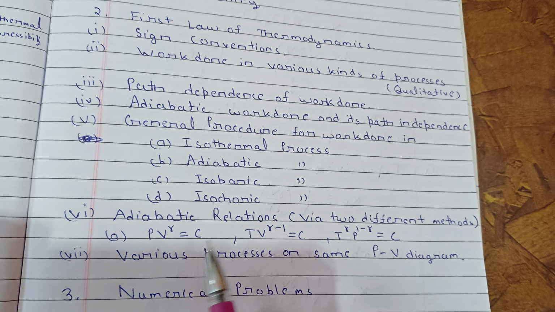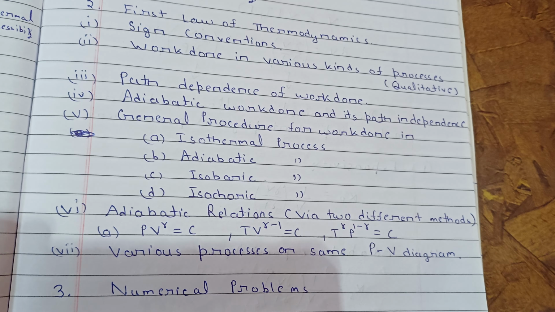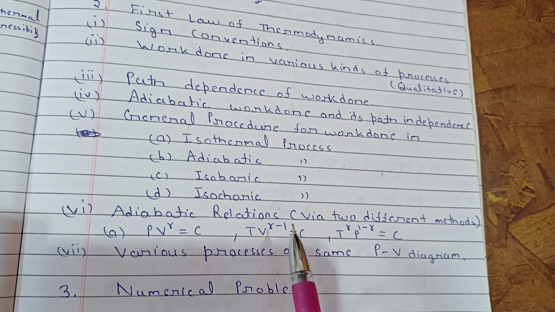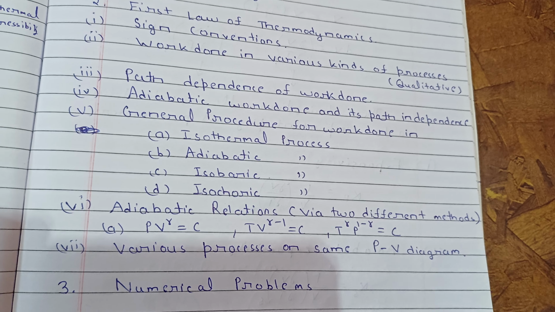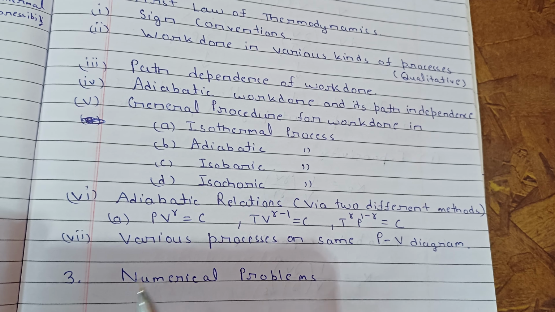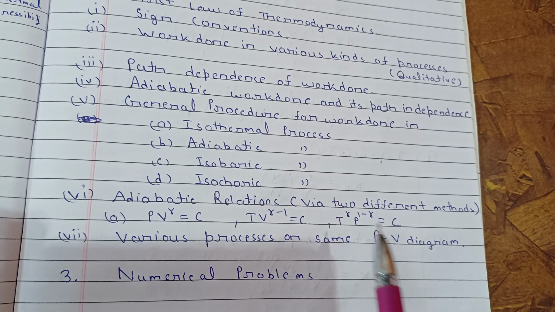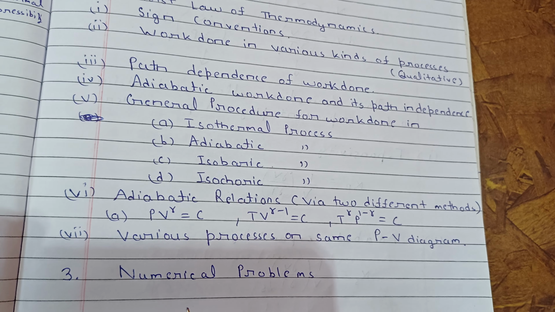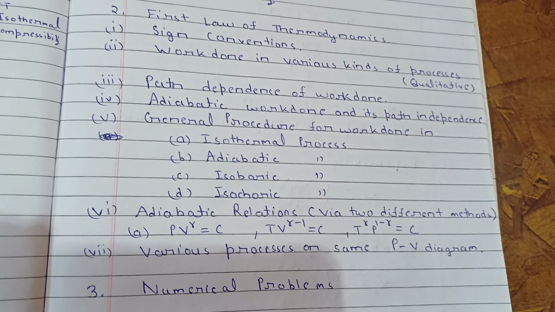Then the general procedure for the work done in the isothermal process, adiabatic process, isobaric and isochoric. Then we will see some adiabatic relations, in different forms: PV^gamma constant, TV^(gamma-1) constant and T^gamma P^(1-gamma) constant. So we will see all these relations. Then we will see the PV diagram and the various processes that can be done on it. Then we will discuss numerical problems. So this is the content we will study.